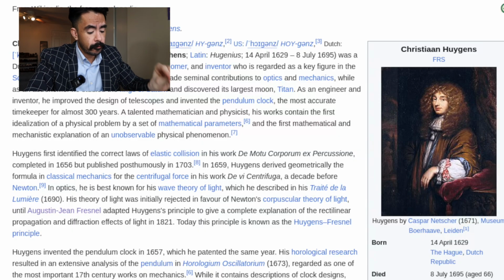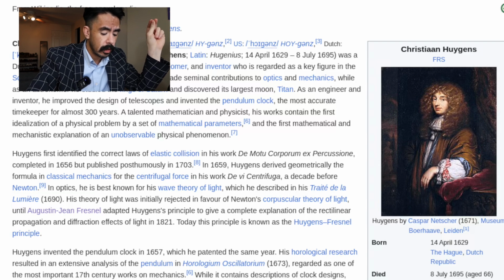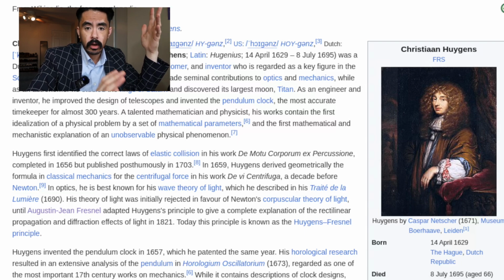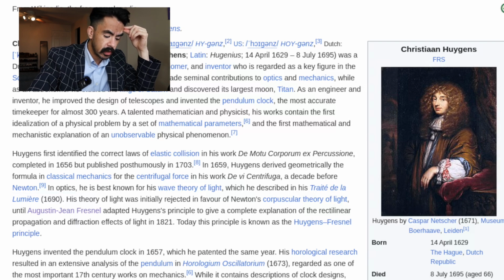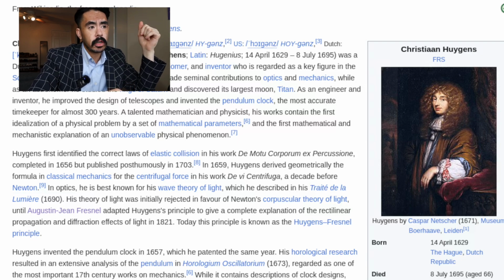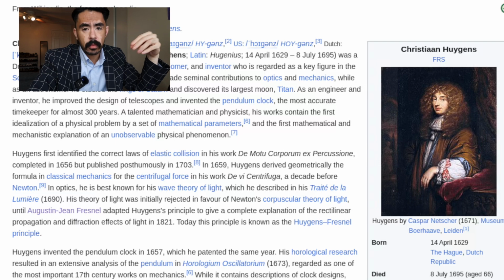But all this stuff about involutes and evolutes comes from another project of Christiaan Huygens, which is that this guy was a master of pendulums. Christiaan Huygens, I guess his work contains the first idealization of a physical problem by a set of mathematical parameters, and he was the first to provide a mathematical and mechanistic explanation of an unobservable physical phenomena, namely gravity in pendulums. And actually, he was so precise about it that he invented the pendulum clock, which for another 300 years after that would be the most precise form of timekeeping.